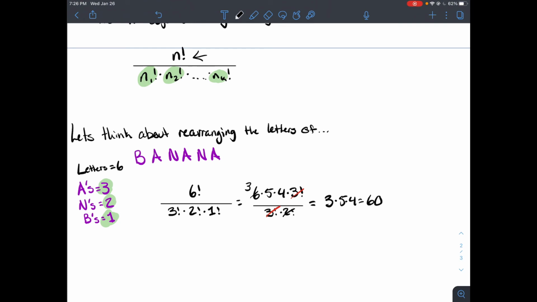If you look on page 611 in your textbook, it has them all listed out. And you can imagine how long it would take to actually go through and list all of these different permutations.